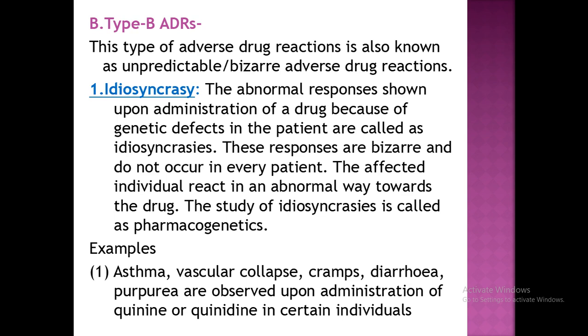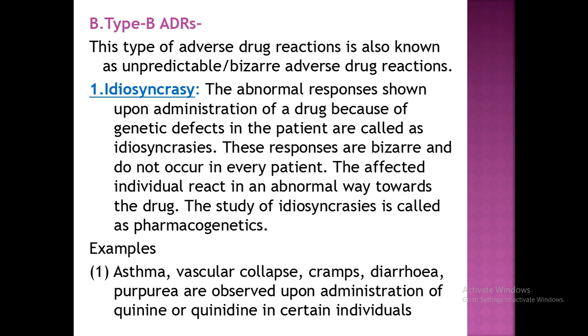Then coming to type B ADRs, this type of adverse drug reactions are also known as unpredictable or bizarre adverse drug reactions. The first type is idiosyncrasy. The abnormal responses shown upon administration of drug because of genetic defects in the patient are called as idiosyncrasies. So idiosyncrasies are due to genetic defects in the patient. These responses are bizarre and do not occur in every patient. The affected individual react in an abnormal way towards the drug. The study of idiosyncrasies is called as pharmacogenetics.